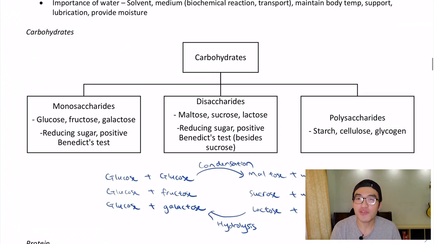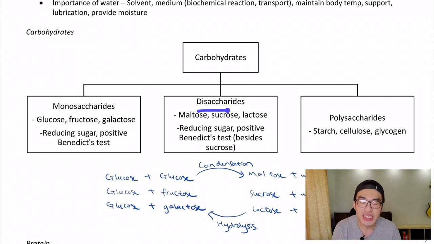Next, let's look at the first class first. That would be your carbohydrate. Carbohydrate has 3, which is the simple sugar monosaccharide. Mono means 1. You have glucose, fructose, and galactose here. They are reducing sugars, which means if you do a Benedict test on them, you will get a positive result. Positive result being your brick red precipitate.